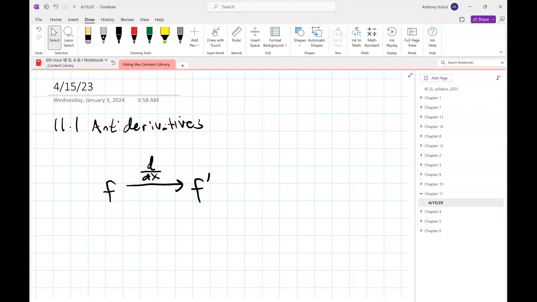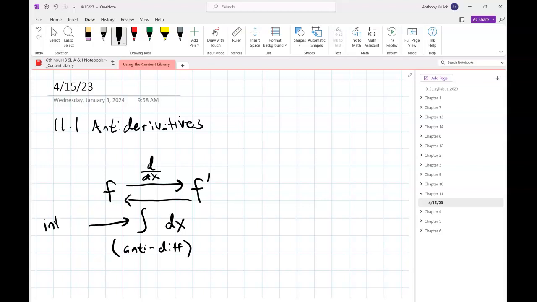the original function from a derivative... If we'd like to recover f from f prime, the operation we use is called the integral. We call that process anti-differentiation. That S symbol is called the integral.